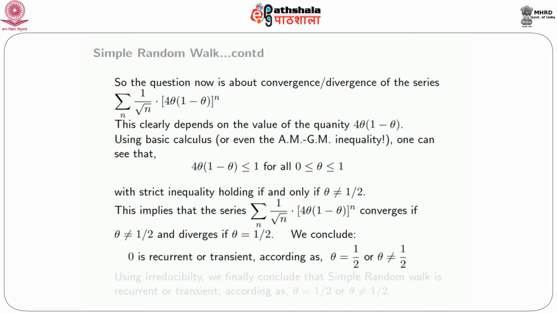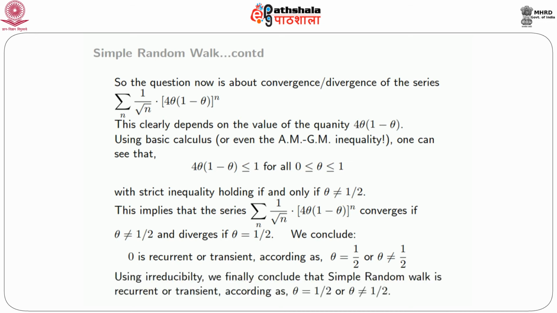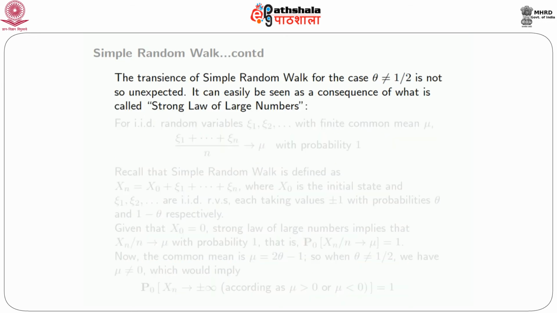So we conclude that 0 is recurrent or transient according as theta equals half or theta not equal to half. Using irreducibility, from this we now conclude that the simple random walk is recurrent or transient according as theta is half or theta is not equal to half. Now the transience of simple random walk for the case theta not equal to half is not so unexpected.